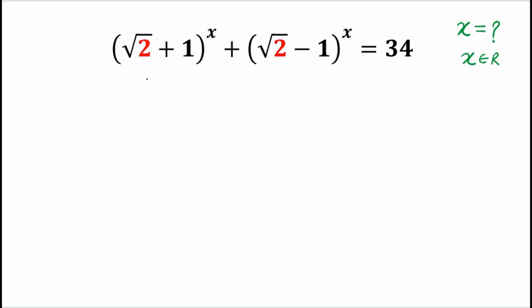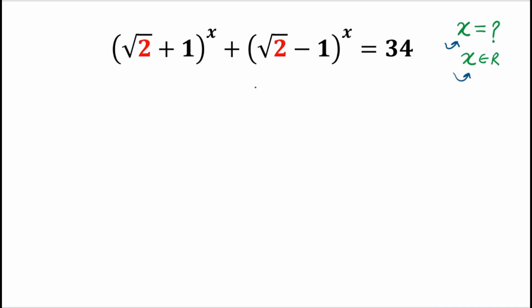Hello students, in this video we are going to solve a nice exponential problem. We have (√2 + 1)^x + (√2 − 1)^x = 34. Here we need to calculate all possible values of x where x belongs to real numbers.